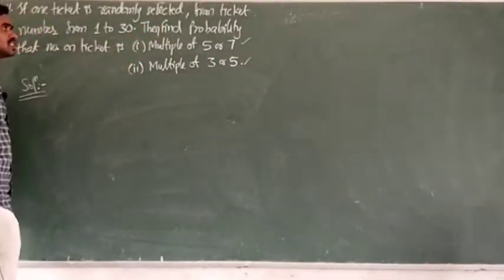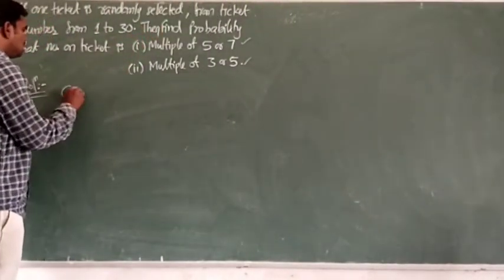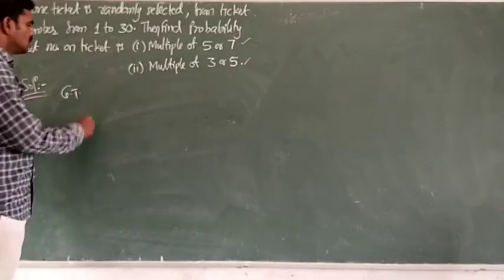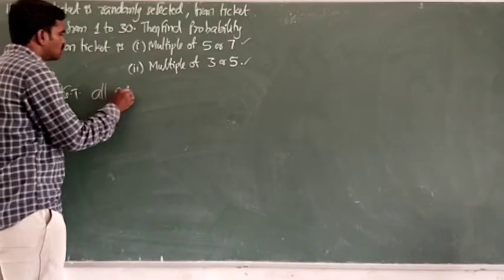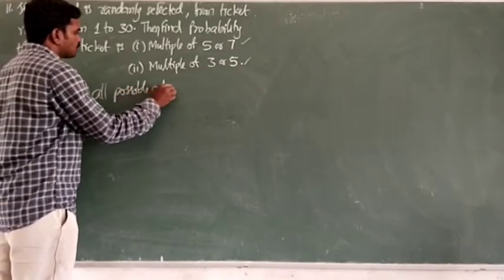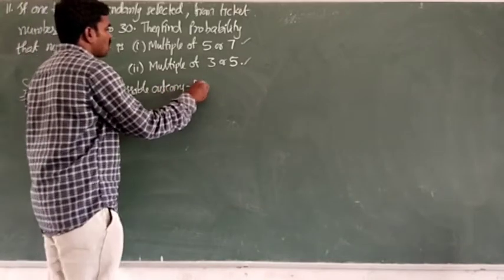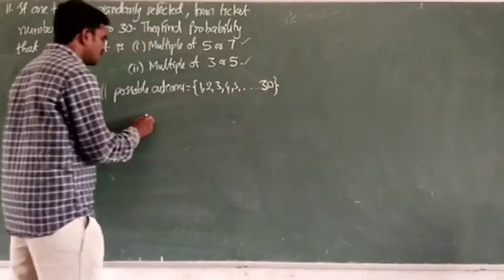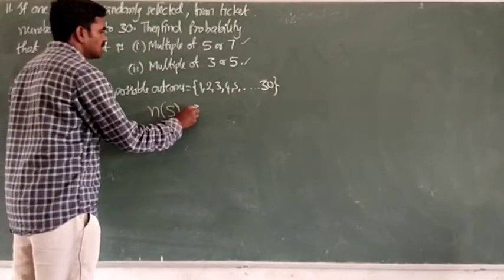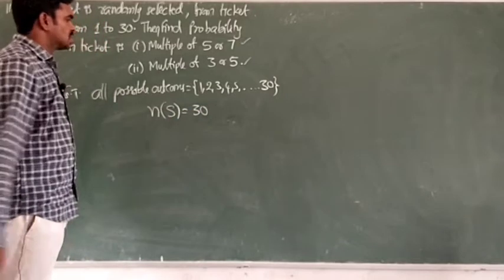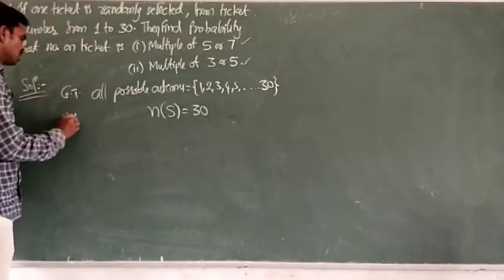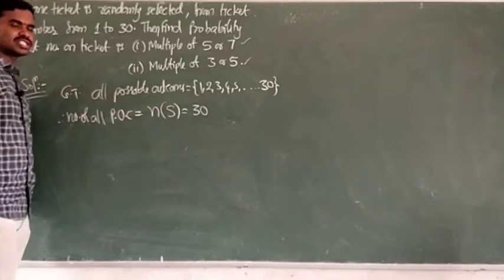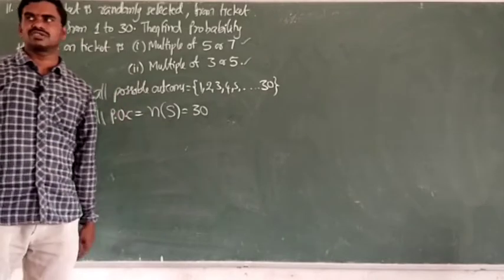So here some ticket numbers are given. I am taking those ticket numbers as all possible outcomes. What are those? Those are 1, 2, 3, 4, 5, and so on to 30. How many are there total? So n of S I am considering 30. Therefore the number of all possible outcomes is n of S is equal to 30.